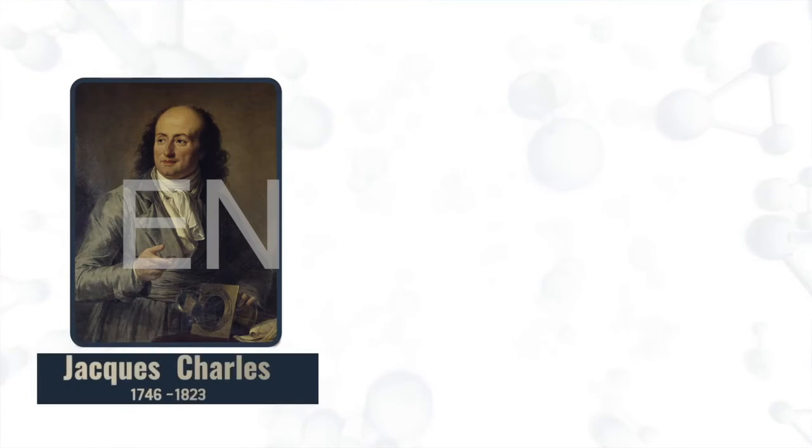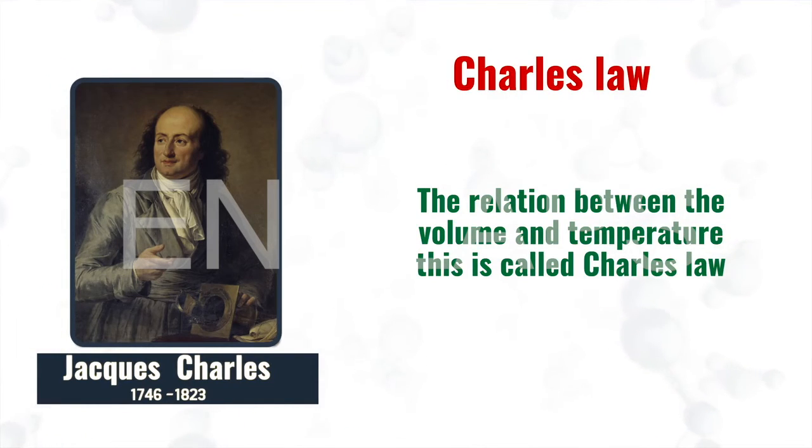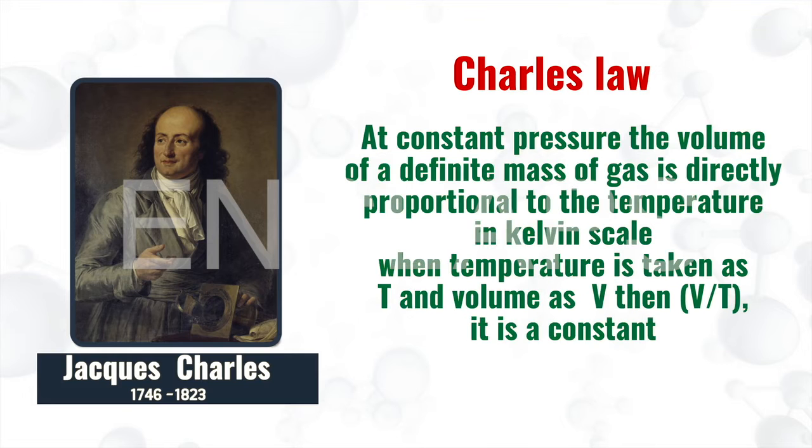It was the French scientist Jacques Charles who found the relation between the volume and temperature. This is called Charles' law. So, what is Charles' law? At constant pressure, the volume of a definite mass of gas is directly proportional to the temperature in Kelvin scale.